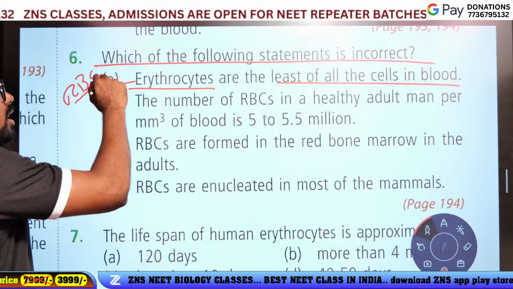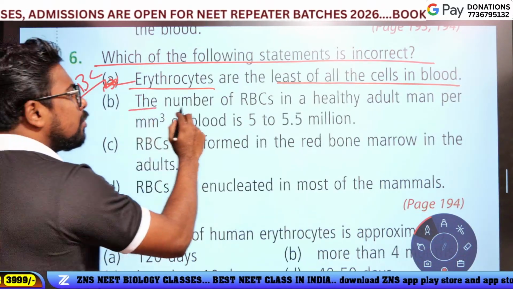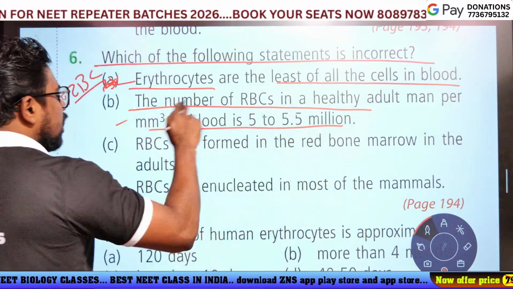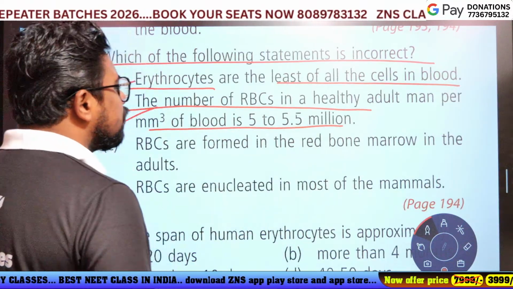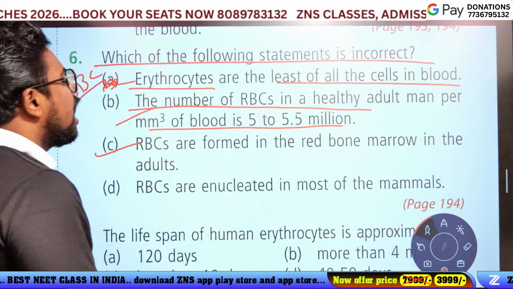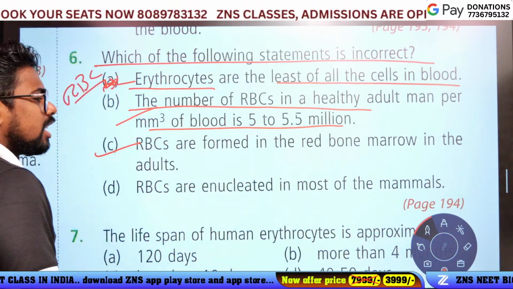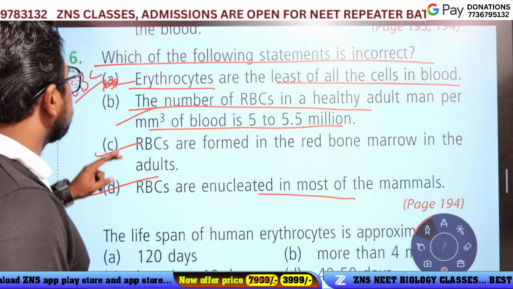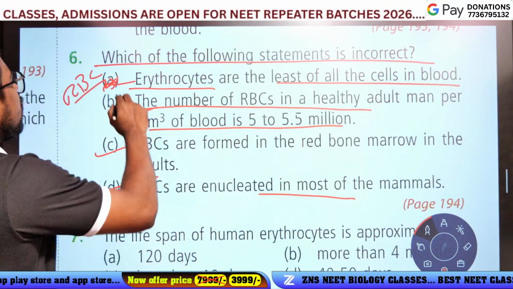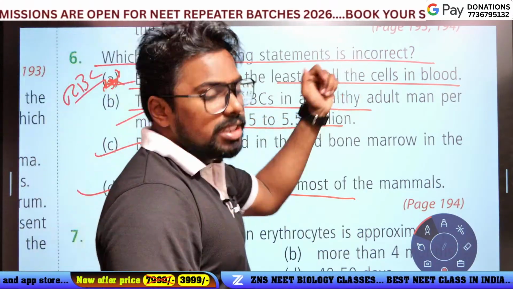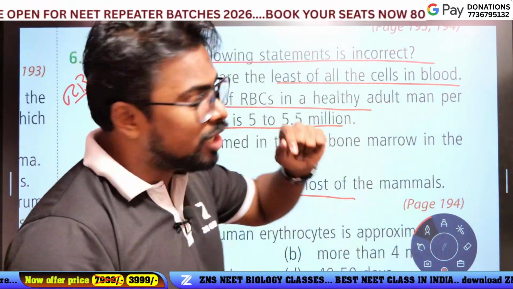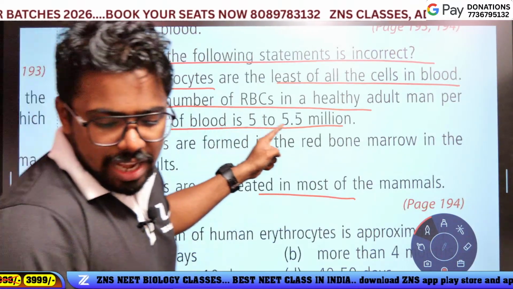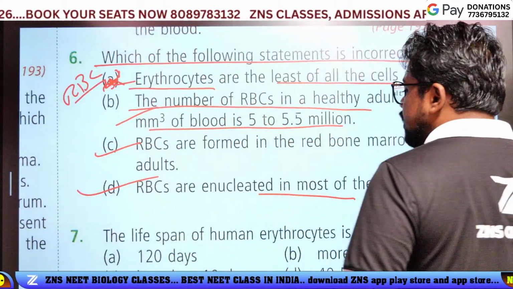The number of RBC in a healthy adult man is 5 to 5.5 million, which is correct. RBC are formed in the red bone marrow in the adult, which is correct. RBC is non-nucleated in most of the mammals. Those statements are correct. The 3 statements are correct, but statement A is incorrect. Option A is the answer.